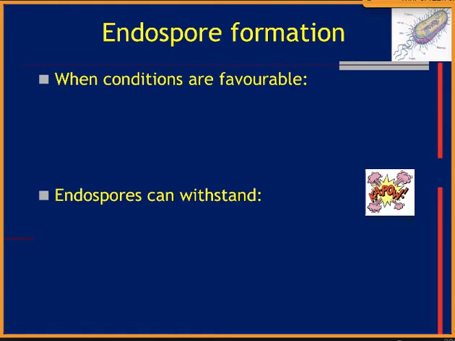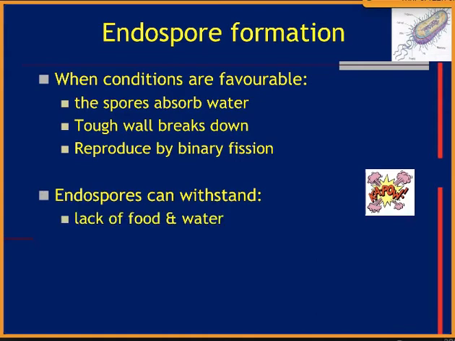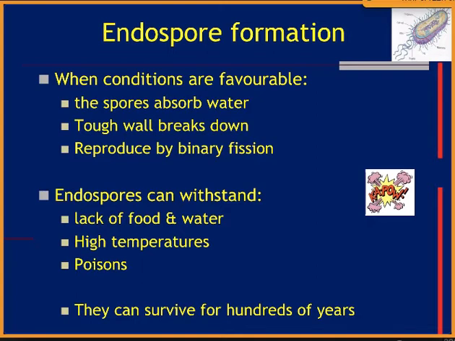So what happens when conditions are favorable? Well, the spores will absorb water, the tough wall will break down, and you will have reproduction by binary fission. And in terms of what endospores can withstand, they can cope with the lack of food and water, they can cope with high temperatures, they can cope with some poisons, and they will survive for hundreds of years. So this is primarily the reason why when the tombs were opened in Egypt, it was a mixture of bacterial and fungal spores, but they were inhaled and now found a nice place to live, and that was the end of that.